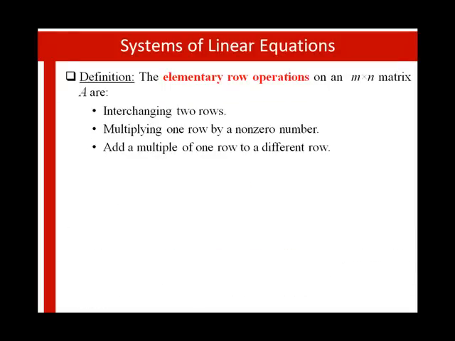Elementary row operations that can be used on a matrix are as follows. We can interchange two rows. We can multiply one row by a non-zero number. We can add a multiple of one row to a different row.